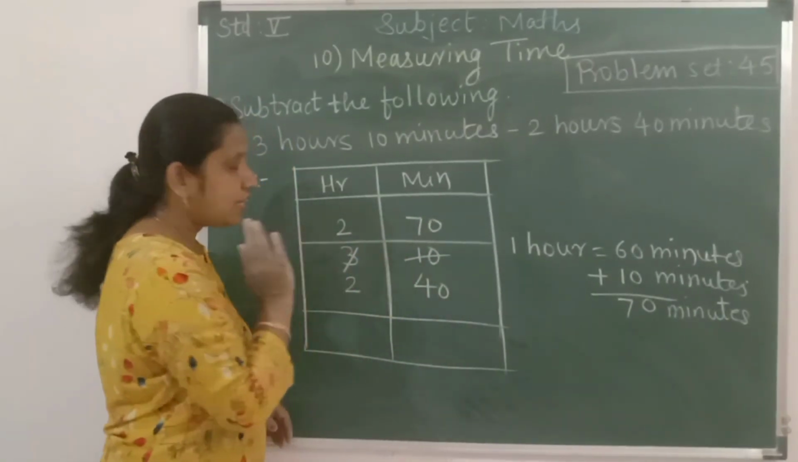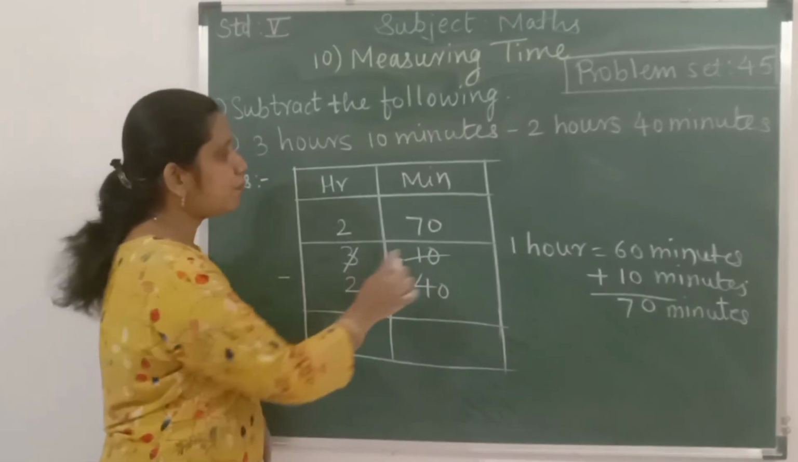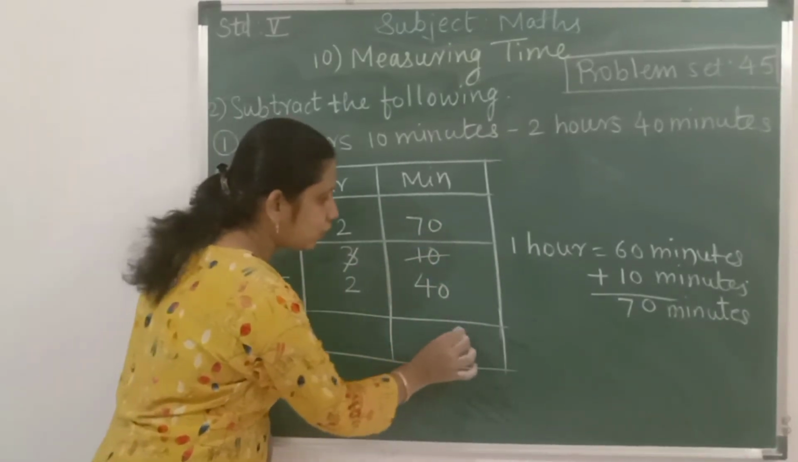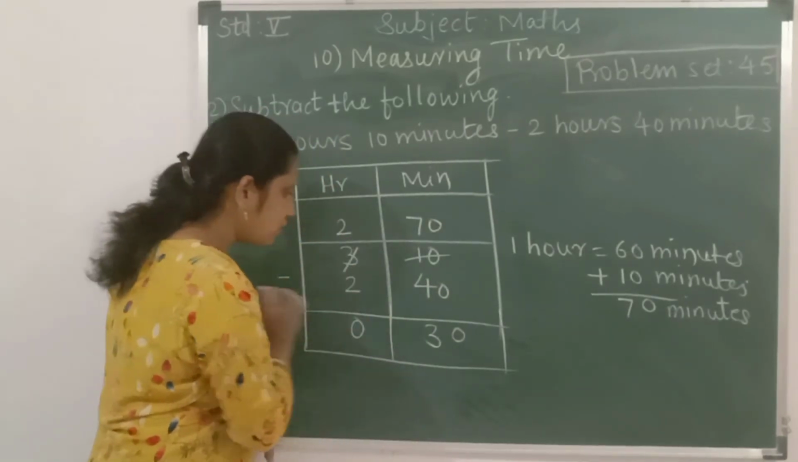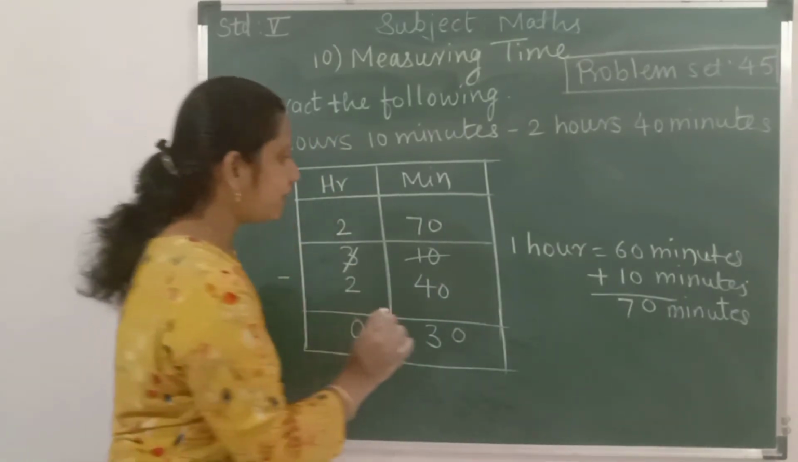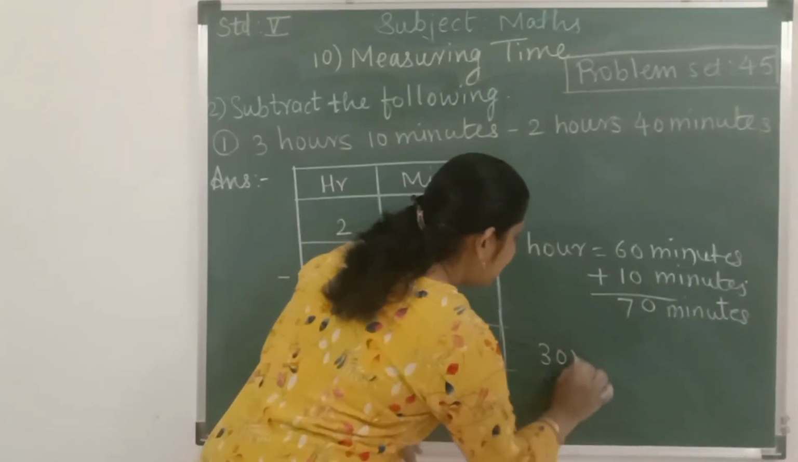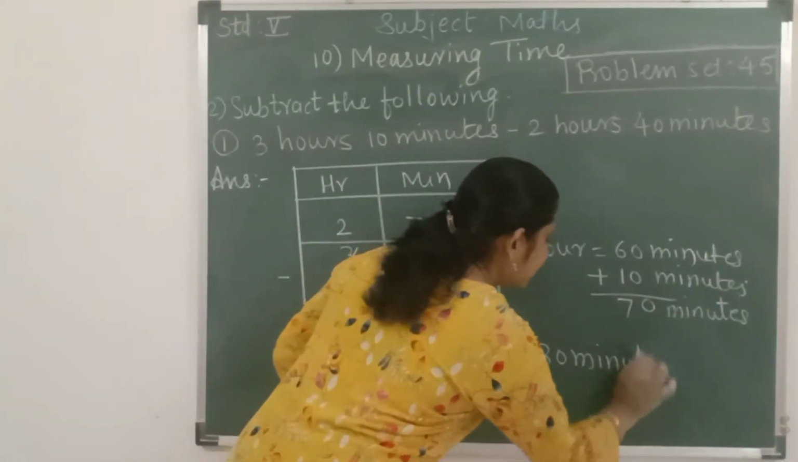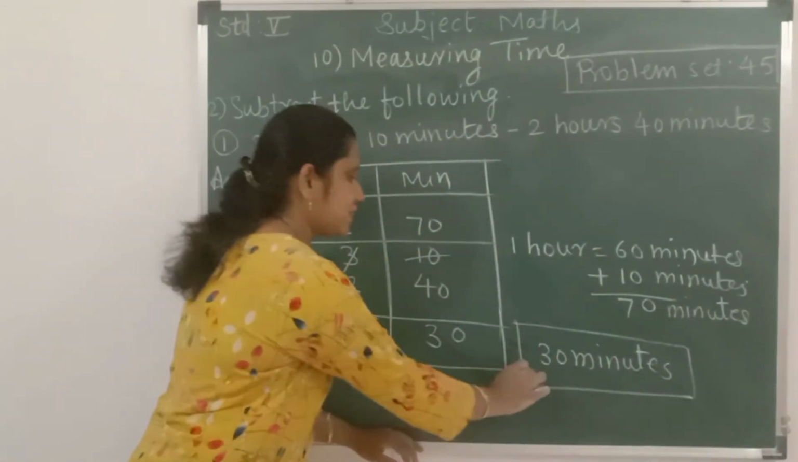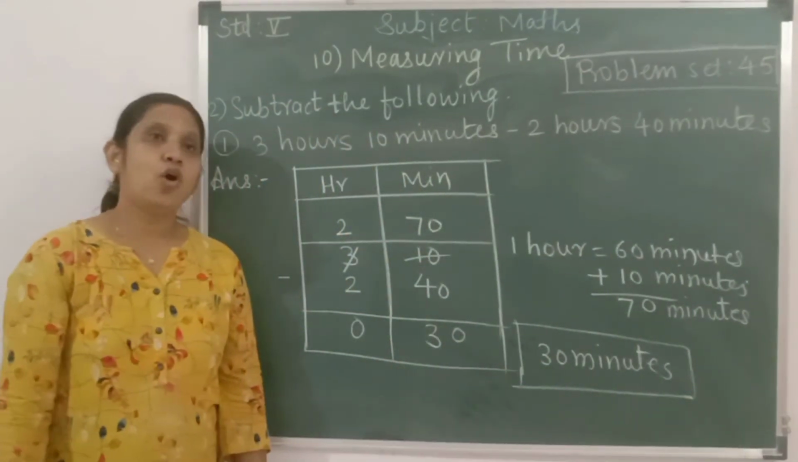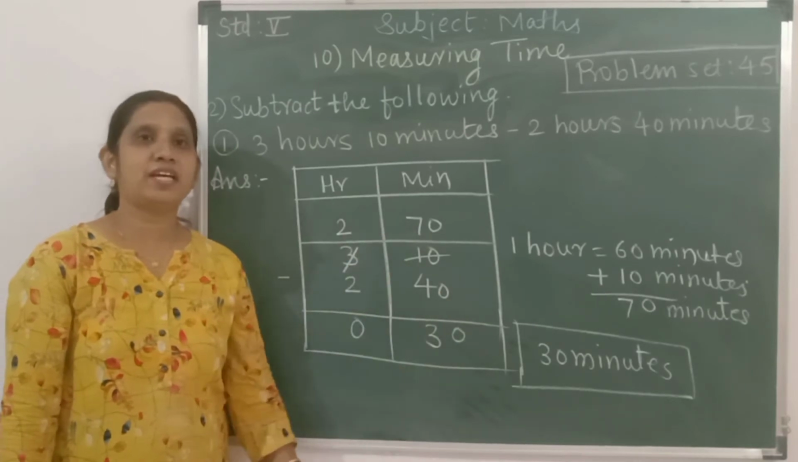Alright? Now, it is very easy to do the subtraction. 0 minus 0, 0. 7 minus 4, 3. 2 minus 2, 0. So, what is our final answer? 30 minutes. What is our remainder? Only 30 minutes. Is that clear? Hope you all must have understood this.